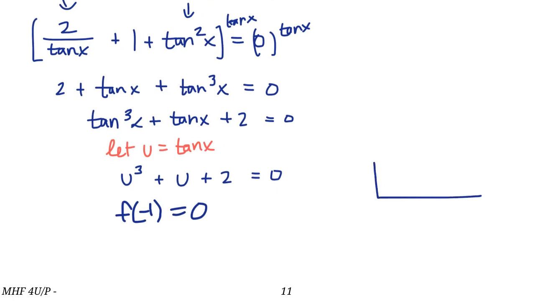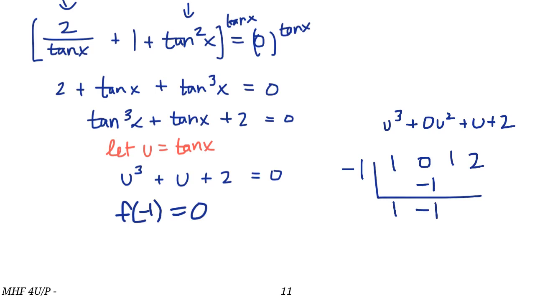So again, our equation, I'm just going to rewrite it here. u cubed plus 0u squared, right? Plus u plus 2. I'm just going to write that 0 so that we remember to put that value in there. What goes here for our synthetic is -1, which is the number that plugs into our equation to make it true. And then here, just go the coefficients, 1, 0, 1, 2. Drop that 1 down, multiply by -1, so 1 times -1 is -1. This becomes -1. -1 times -1 is 1. That becomes a 2. We add, -1 times 2 is -2, 0. 0 remainder, which is what we want to see.